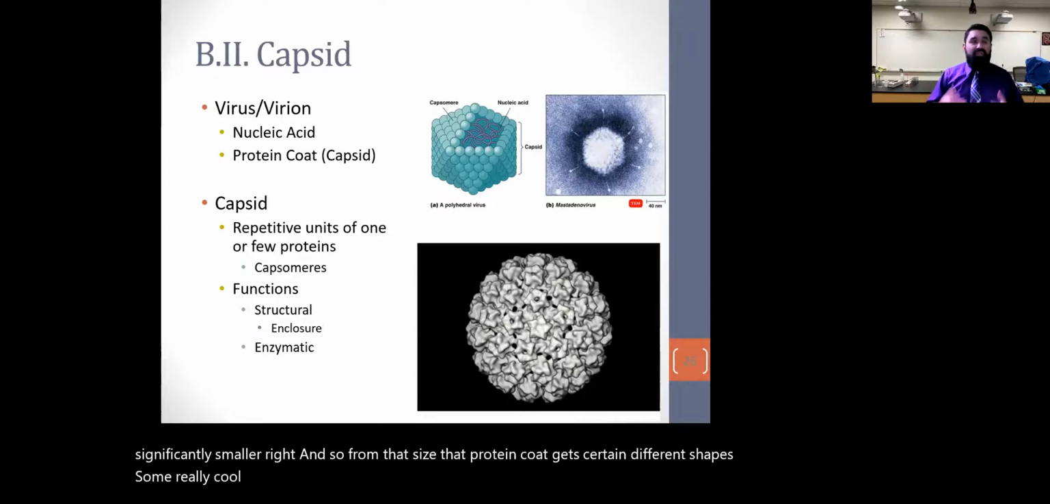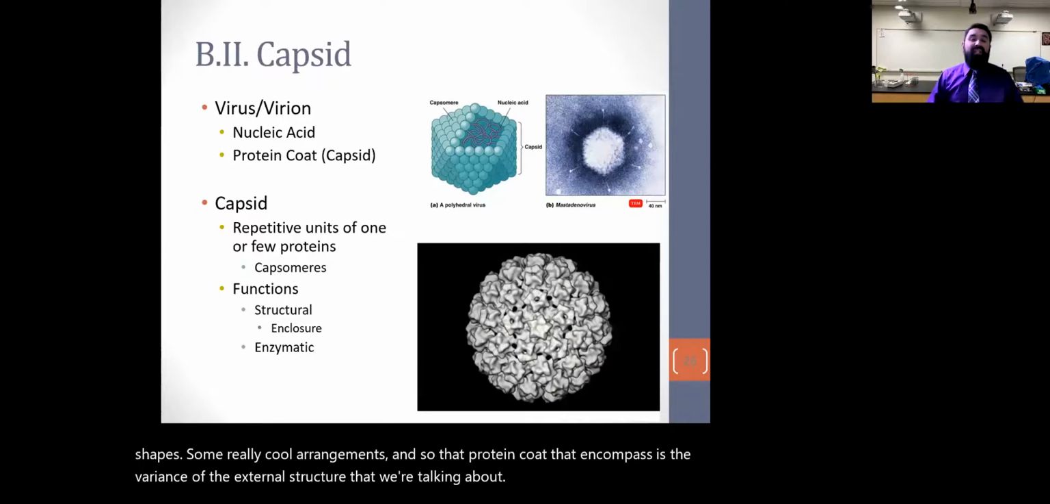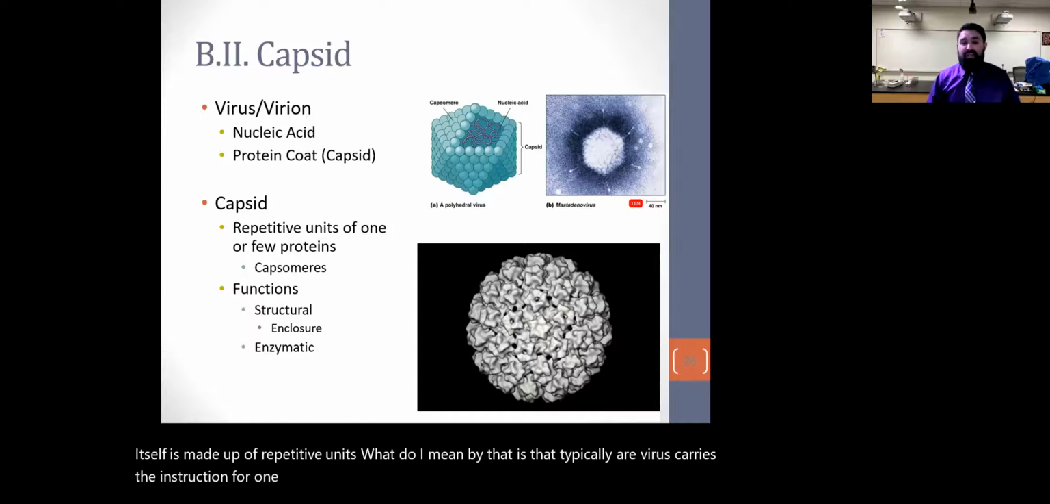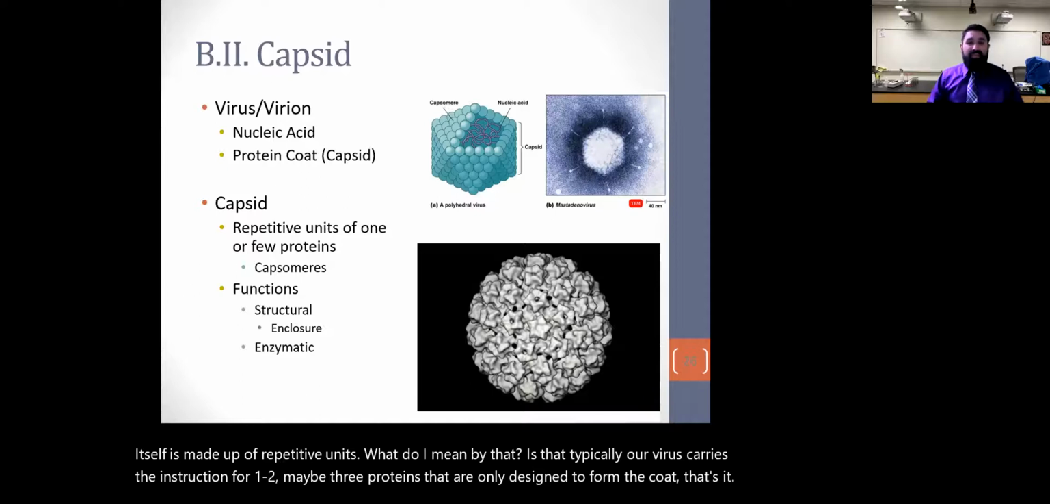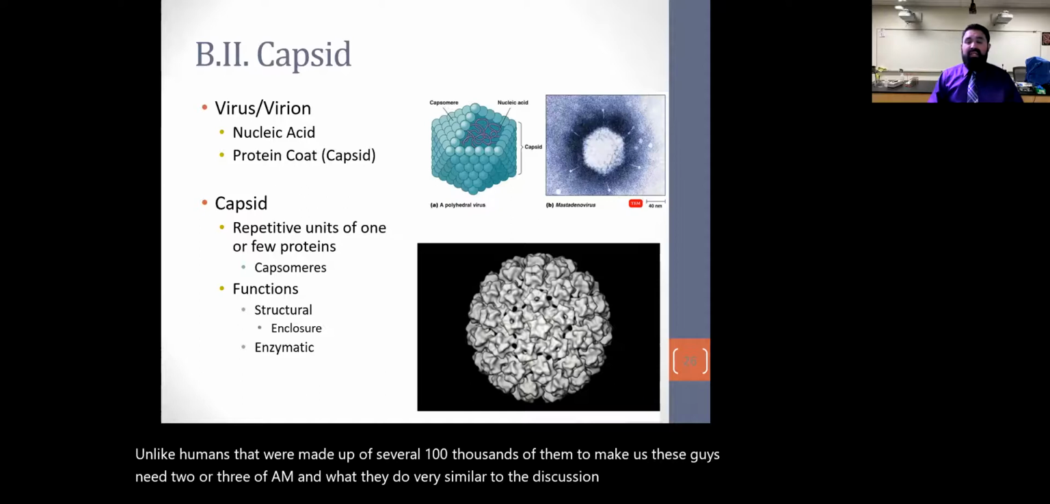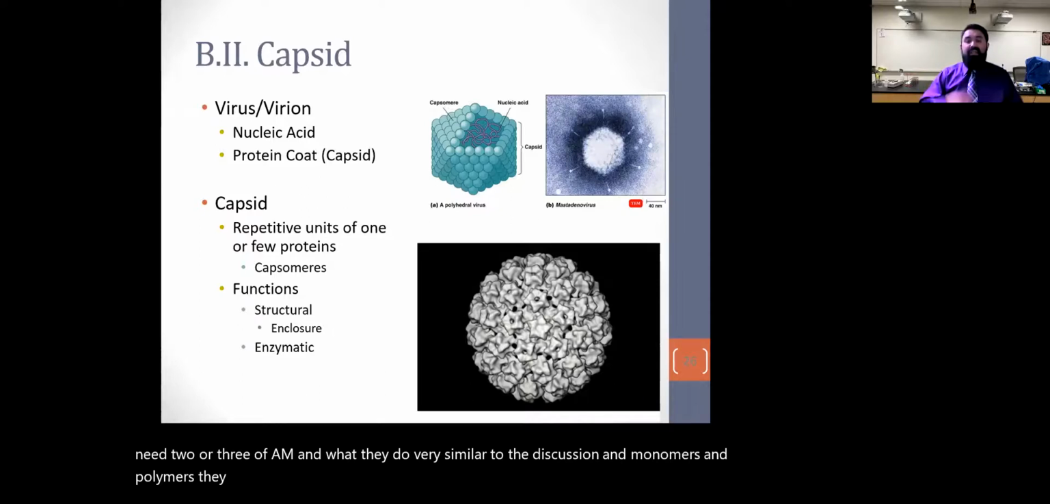And so that protein coat that encompasses the virion, so the external structure that we're talking about itself, is made up of repetitive units. What do I mean by that? Typically our virus carries the instructions for 1, 2, maybe 3 proteins that are only designed to form the coat. That's it. Unlike humans, who are made up of several hundred thousands of them, these guys need 2 or 3 of them. And very similar to the discussion on monomers and polymers, they create repetitive units, lots and lots and lots of the exact same protein.